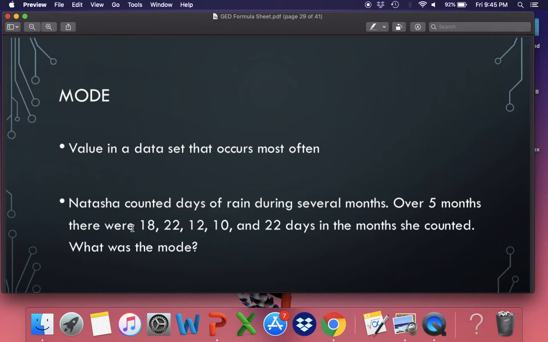If you have an odd number, you just pick the middle number. Mode, which isn't on the formula sheet, but it's just a good thing to remember, is the value in the data set that occurs most often.